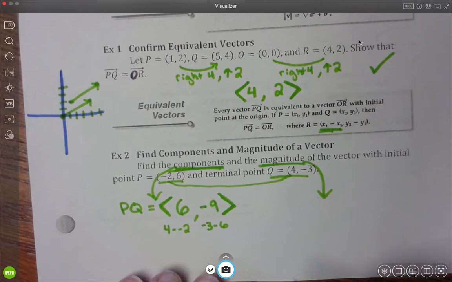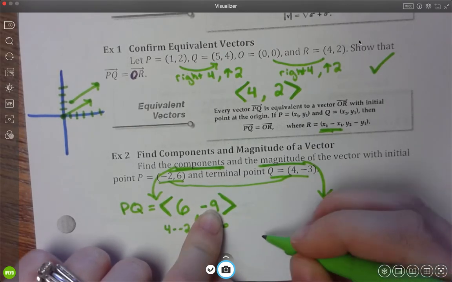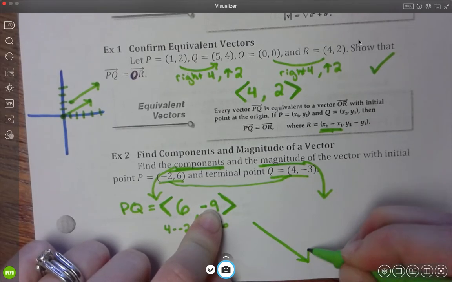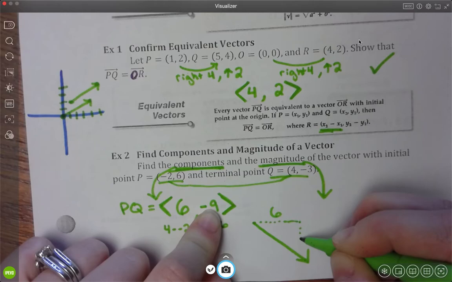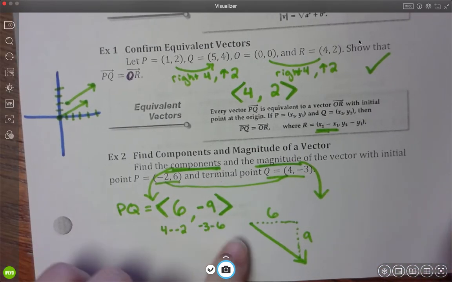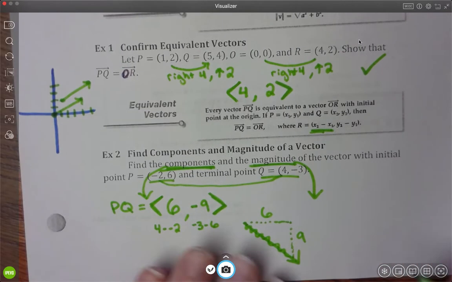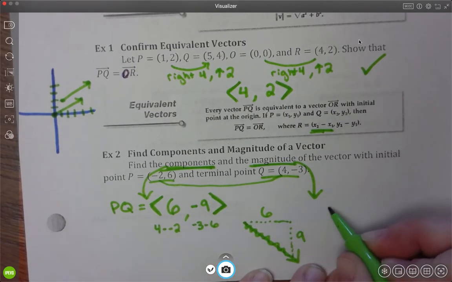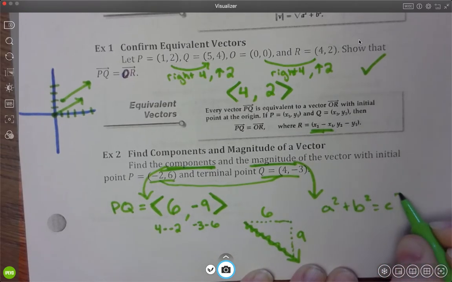So if my vector is going to the right 6, but down 9, he's going to look like this. He's going to the right 6, but he's going down 9, right? Something like that. That's what's happening, okay? If I want to find the length of this, you can think about it as a right triangle, and you can just do a squared plus b squared equals c squared, okay?